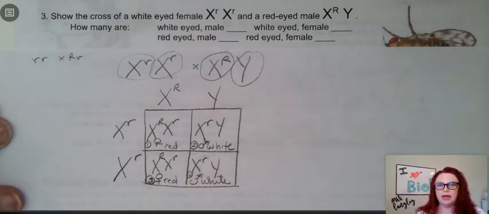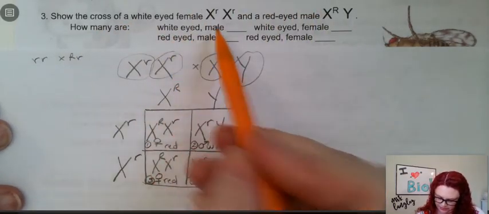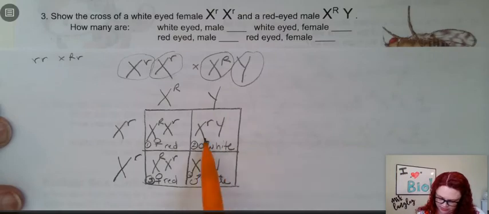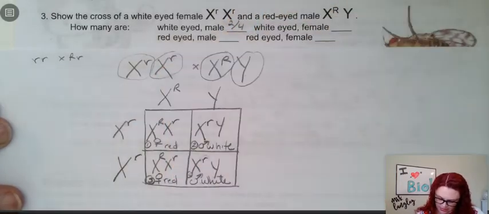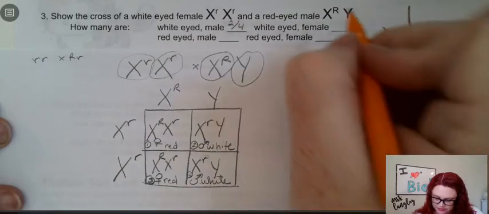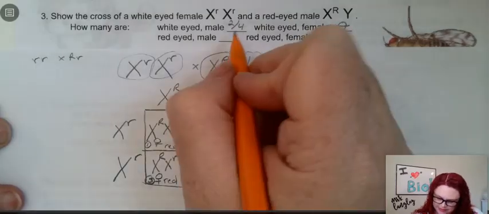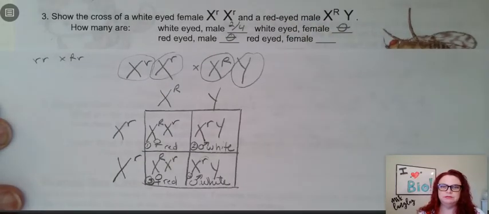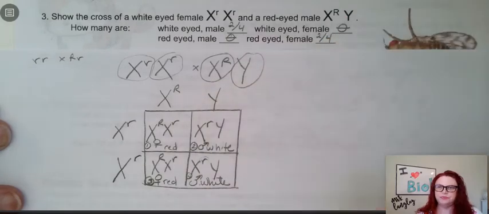So if I look back at my question, how many are white-eyed male? Well, these are white-eyed males, so that's 2 out of 4. White-eyed females, 0. Red-eyed males, 0. And red-eyed females, 2 out of 4.